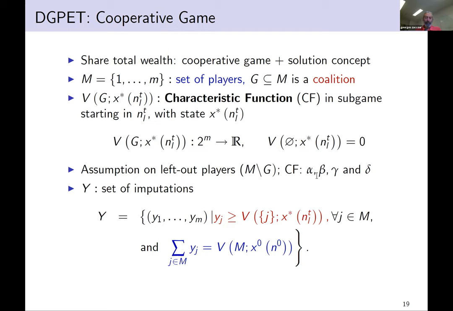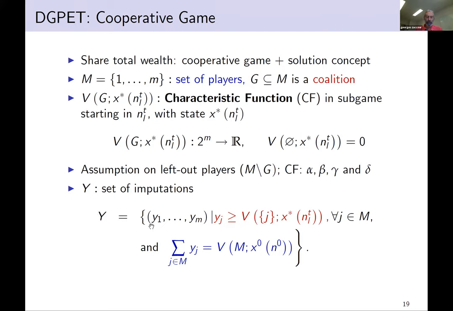For instance, in the alpha and beta approaches, the idea is that the coalition is playing like one player, and all left out players are making an anti-coalition whose only aim is to minimize the payoff of the coalition, whereas you can take any other assumptions here. Everything I am going to do is applicable for any definition of characteristic function. Okay. Now, once we know how to compute the payoff of different coalitions, we can introduce the set of imputations.